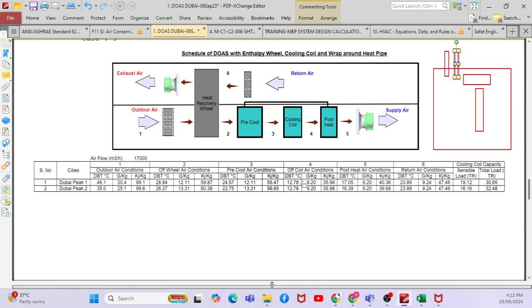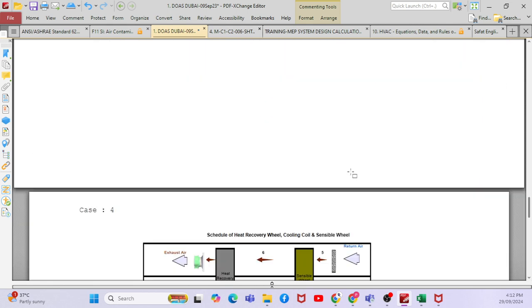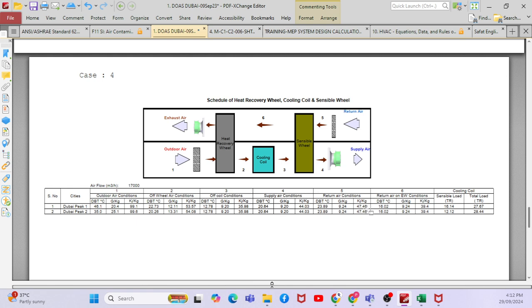But what will happen after the coil? I am always getting 12.78, which is low temperature. I want to increase the temperature. Either I can use a heater to increase the temperature, or I can use a double heat wheel. See, when I use the double wheel, what is the condition? State 4 condition, which is 20.64, right? I want to increase the temperature. After the coil, 12.78, but I'm going to use the sensible wheel to increase the temperature.